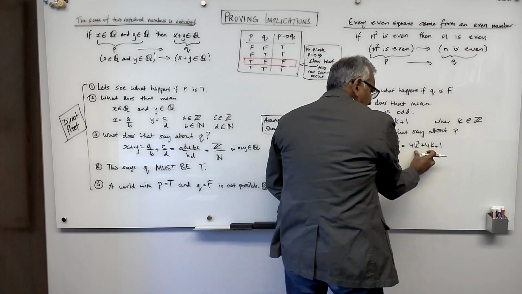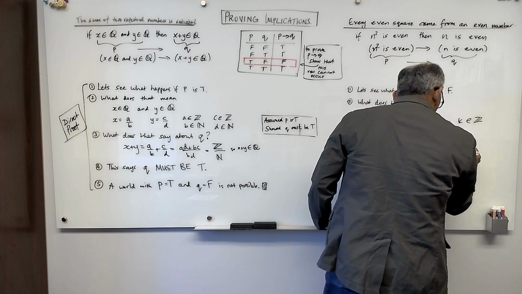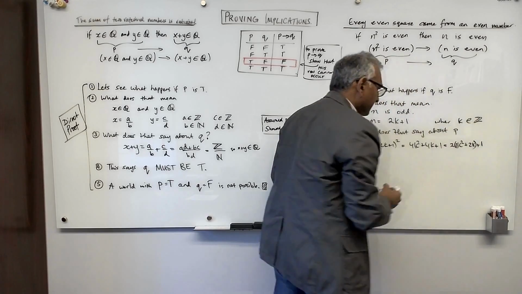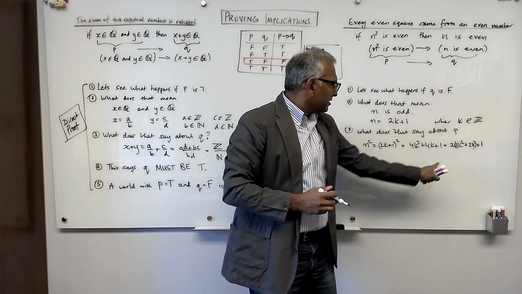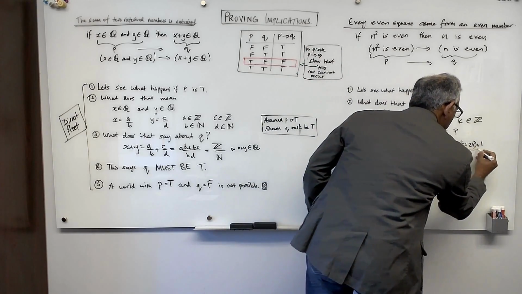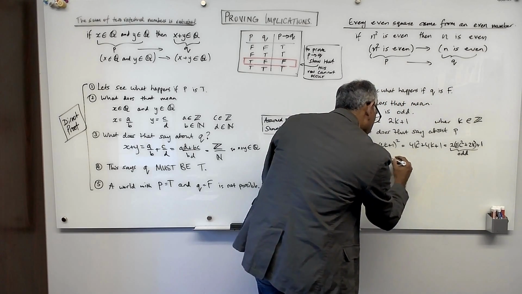So this part is divisible by 2. So this is equal to twice (2k squared plus 2k) plus 1. So it's twice something plus 1. But that means that this thing is odd, because it's twice something plus 1. So this is odd. So N squared is odd.